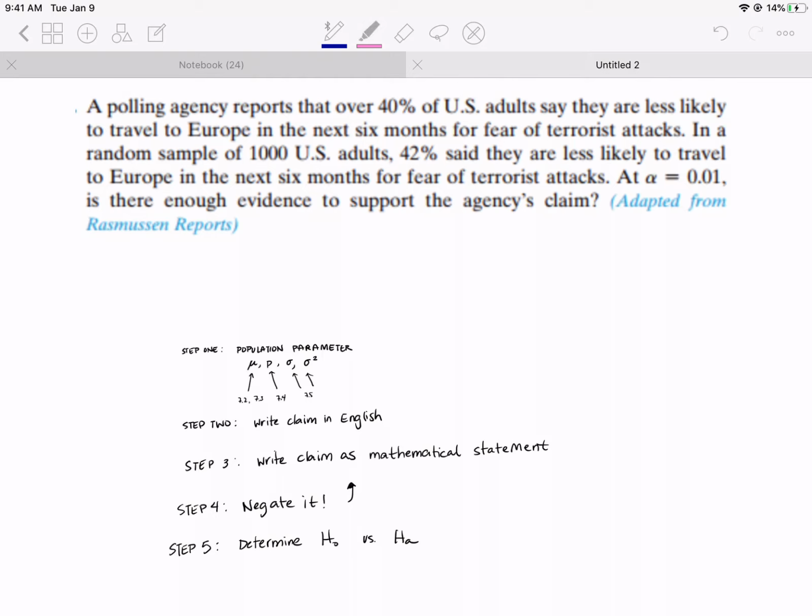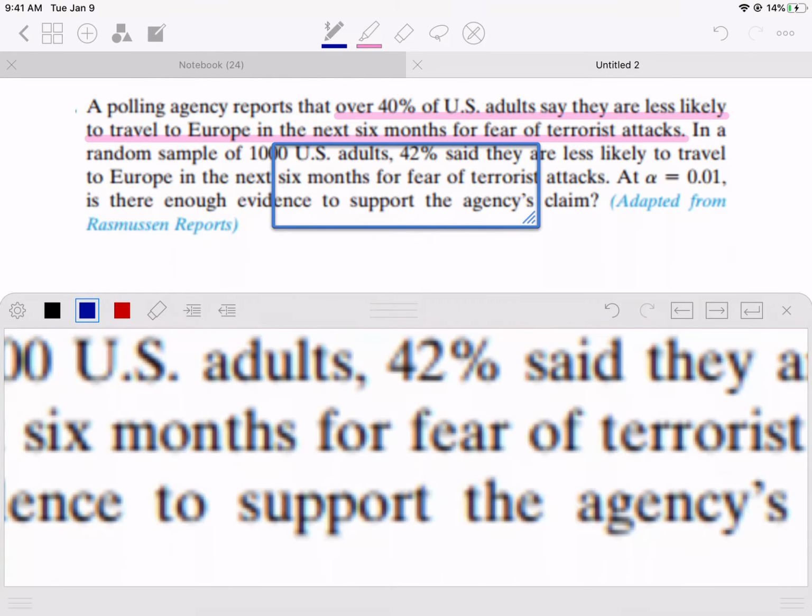And what do we think our population parameter is? A key phrase here, or a keyword, is percentage. So anytime you're talking about a percentage of the population doing this, you're discussing a proportion. So note that we have a polling agency reports that over 40% of U.S. adults say they are less likely to travel to Europe in the next 6 months for fear of terrorist attacks. All right, so that's a really long statement of the claim, but our population parameter is going to be P.